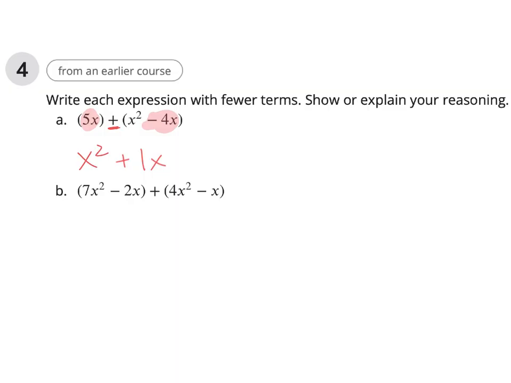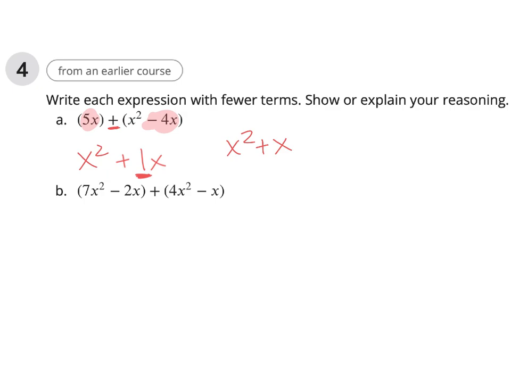Mathematicians are lazy. So this is what you will see on standardized tests. If you want to write the 1 in there to make yourself feel good, write it in there, but you will not see this on a standardized test, so be careful.